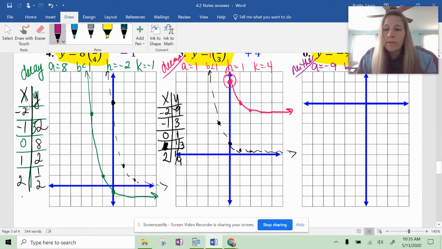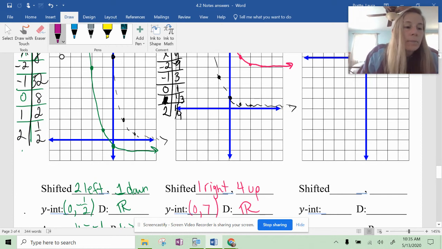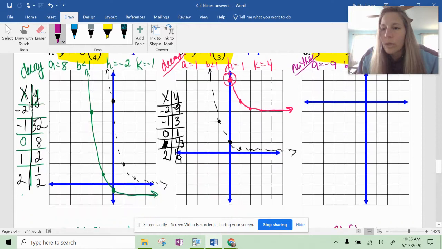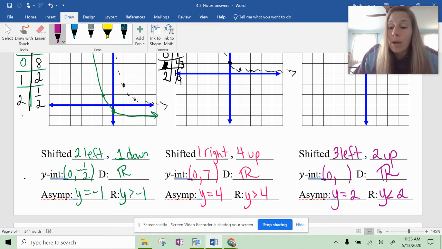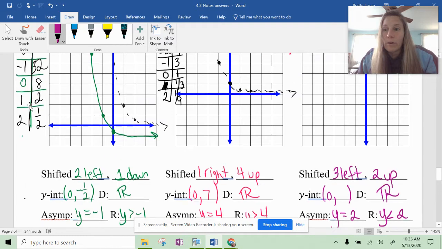So filling in all that information on the bottom, since my H is -3, I'm going to shift 3 to the left. Since my K value is, 4? No, 2, sorry, was 2. I'm going to do 2 up. Domain is all real numbers. Asymptote is y equals 2, and the range will be y is less than 2 because that A value is negative. My y-intercept will be 0, whatever.